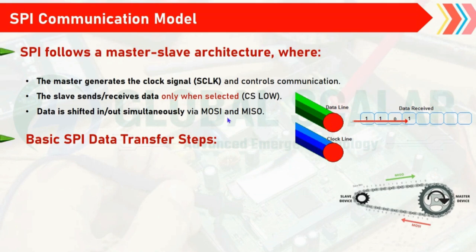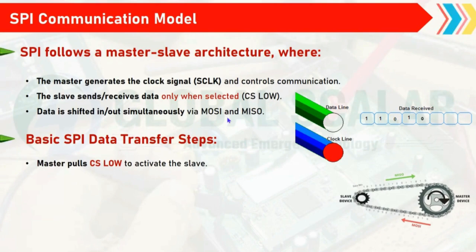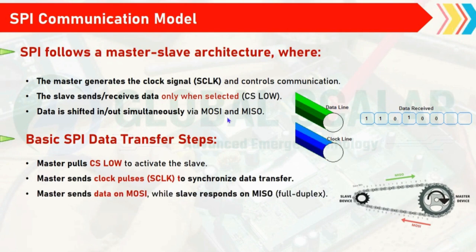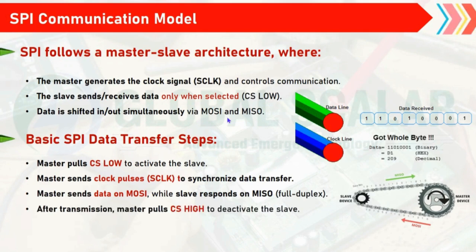The basic SPI data transfer steps are: the master pulls CS low to activate the slave, and the master sends clock pulses to synchronize the data transfer. The master sends data on MOSI while the slave responds on MISO in full duplex mode, like simultaneous communication. After the transmission, the master pulls CS high to deactivate the slave. So once the transmission is completed, the slave will be deactivated.